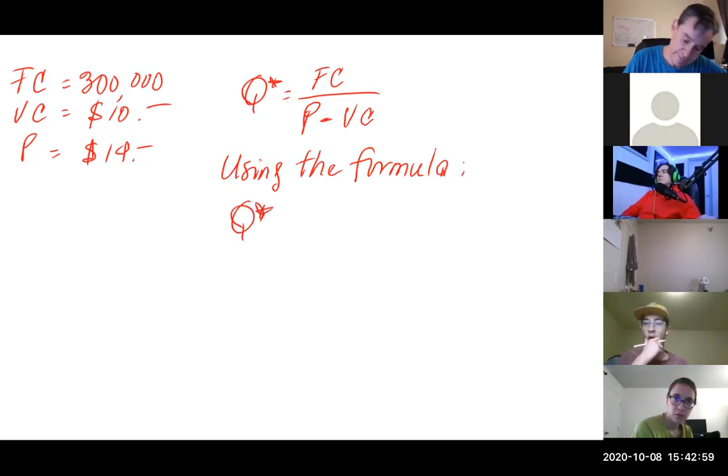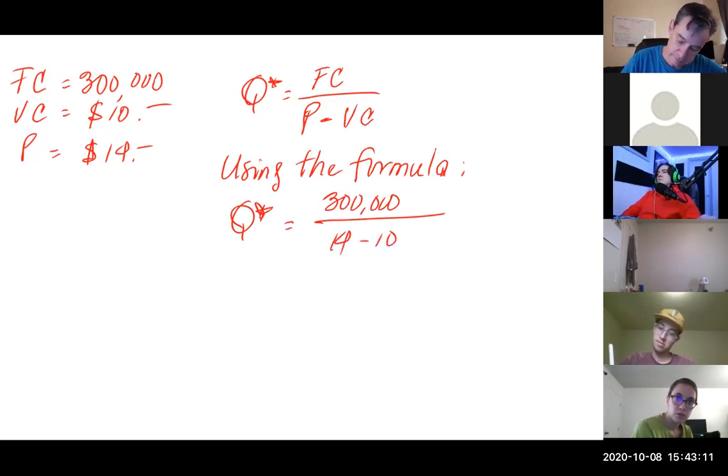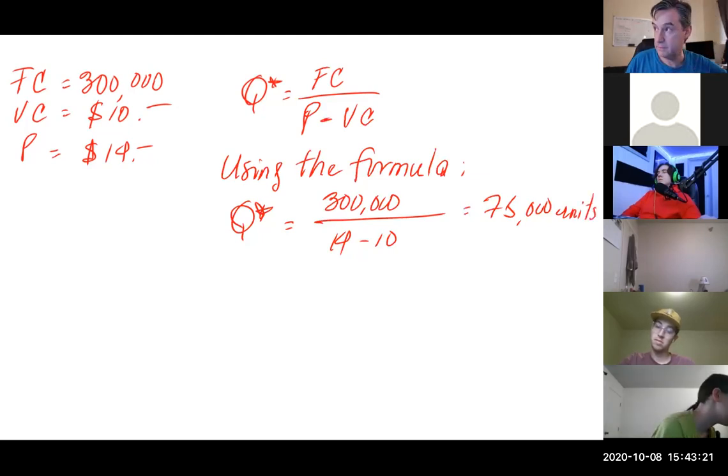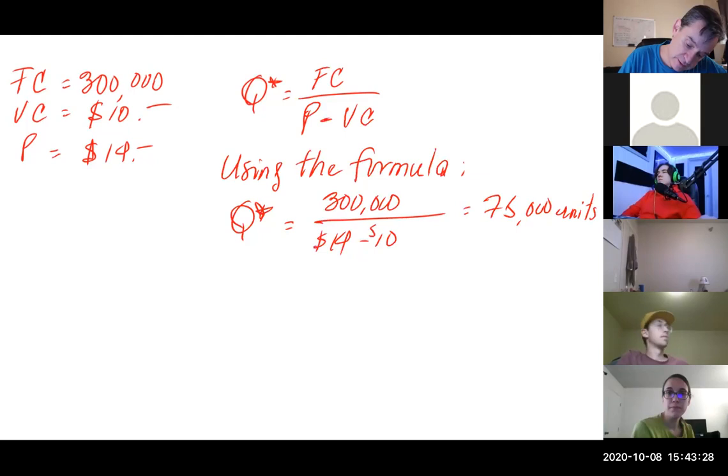The quantity you are looking for is 300,000 divided by a price of 14 minus 10. This is equal to 75,000 units. Okay? Easy peasy. This is money, this is money, this is money. It's very easy.